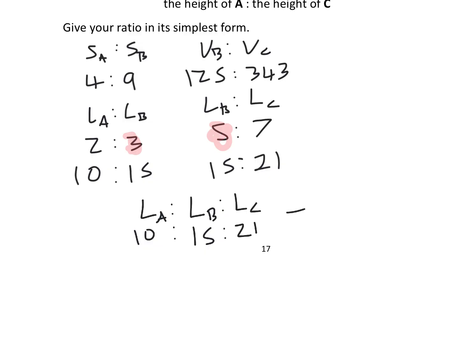And from that, we can then just go, right, the height of A, or the length of A, could be 10, and the length of C, or the height of C, would be 21. And that cuts out the 15. That can't be simplified, so that's us finished. That is the ratio of the height of A to the height of C in its simplest form.